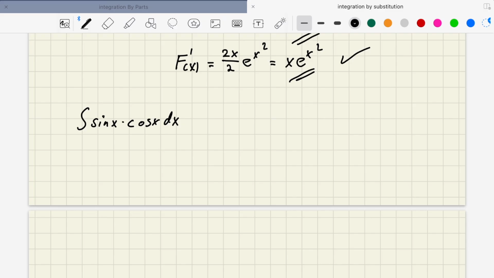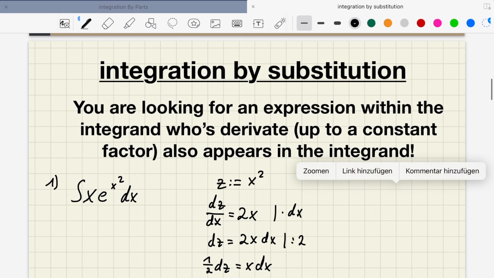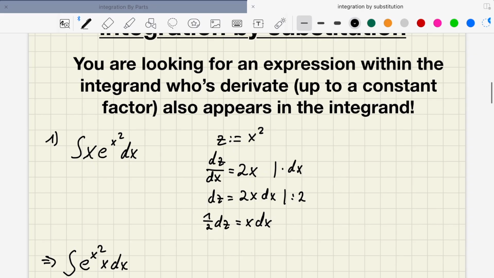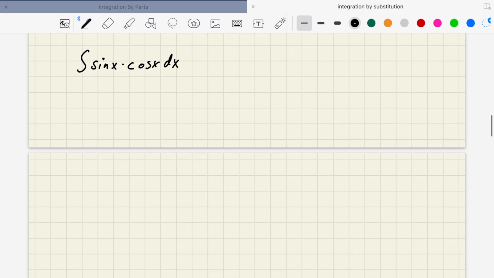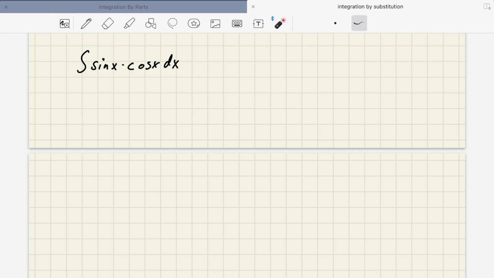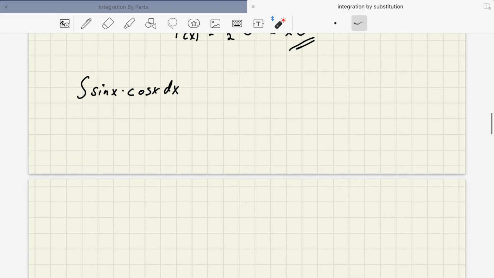All right, so once again, we are looking for an expression within the integrand whose derivative also appears in the integrand. In this case, the derivative of sine x is cosine x, so that's great. But the derivative of cosine x is minus sine x. So in this case, it doesn't really matter which factor you choose to substitute. We will check for both scenarios just to see.